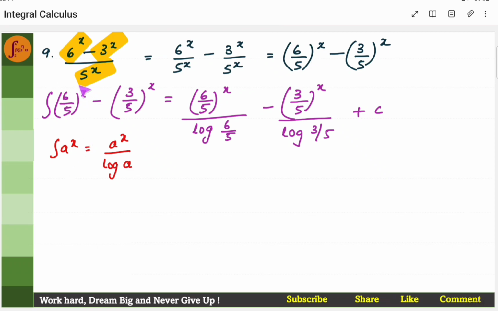You can assume that this entire thing is a. So it will be like a to the power x. Then use this formula, integral of a to the power x is a to the power x by log a. So instead of a, we have 6 by 5. 6 by 5 to the power x by log a. A is 6 by 5 here. Similarly here also. So this is the answer for this.